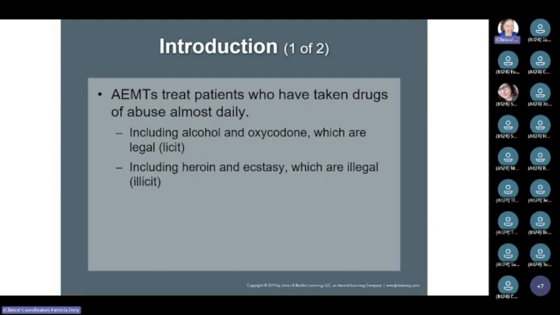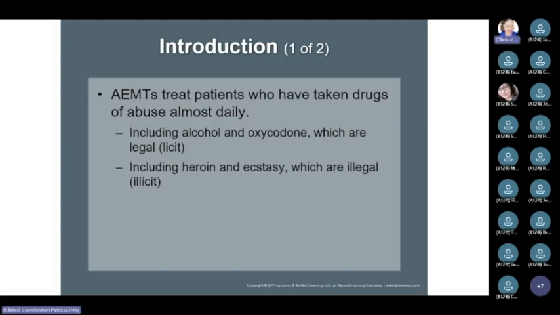Advanced EMTs treat patients who have taken drugs of abuse almost daily. And of course, that's going to be your alcohol, your illicit drugs, benzos and opioids. Okay. So when we see these, and of course, our other illicit drugs like heroin, ecstasy, there's a whole bunch of other ones. Okay. Obviously, cocaine, and so on.